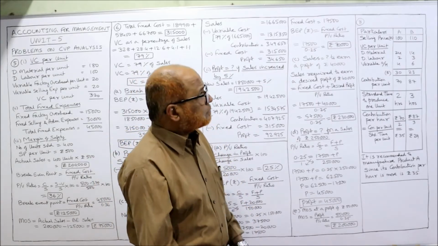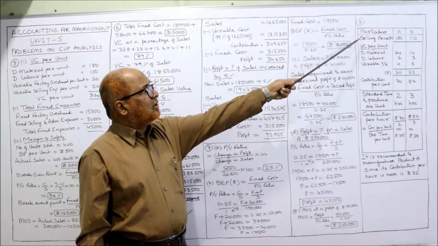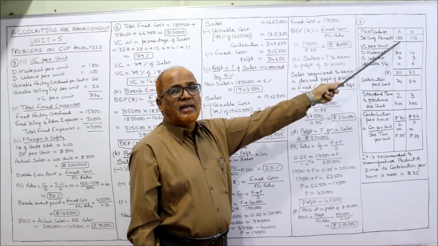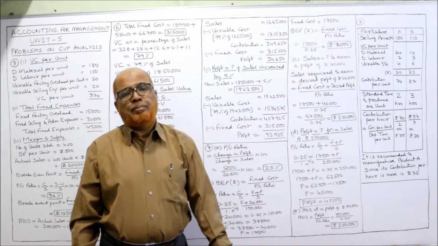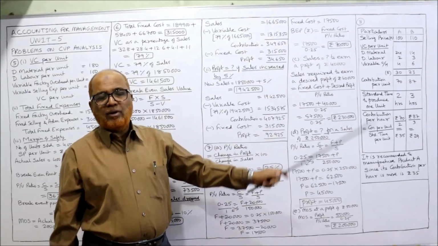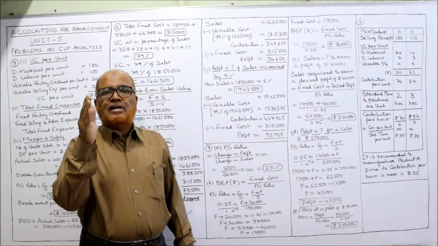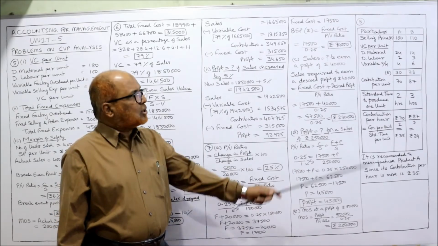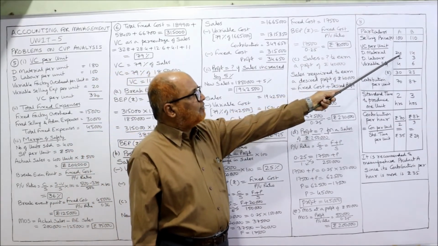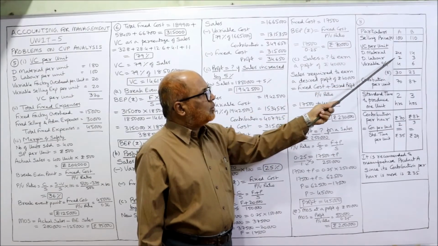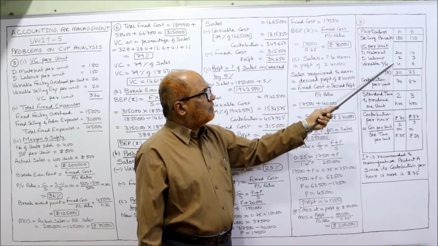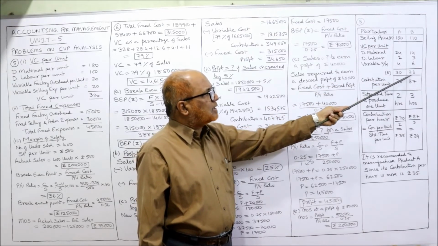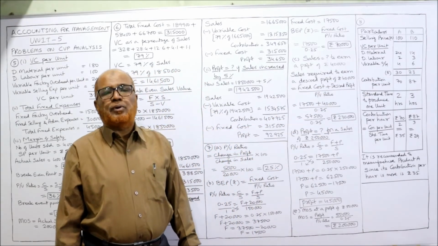So here, how to evaluate? See here, particulars, product A, product B. Selling price is given in the problem, 100 rupees for A product, 110 rupees for B product. Now variable cost. Variable cost consists of direct material, direct labor and variable overheads. In our problem, direct material are given 24 rupees, 14 rupees. Direct labor 2 rupees, 3 rupees. Variable overhead 4 rupees, 6 rupees. So total variable cost are 30 rupees for A product, 23 rupees for B product.